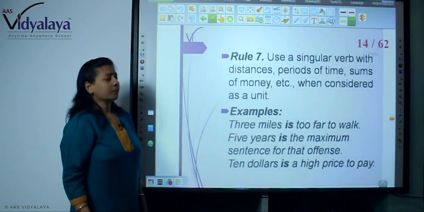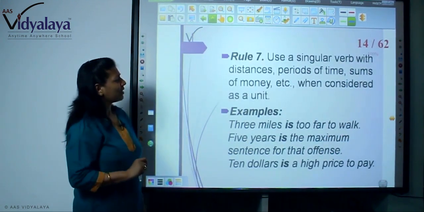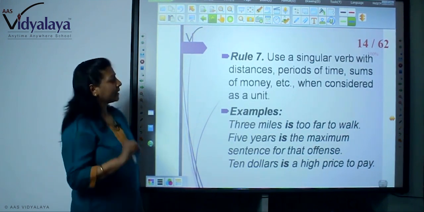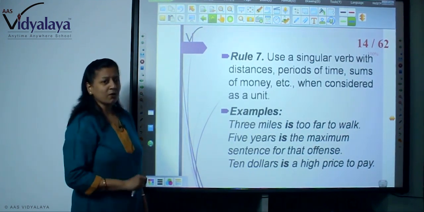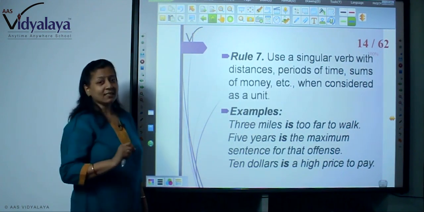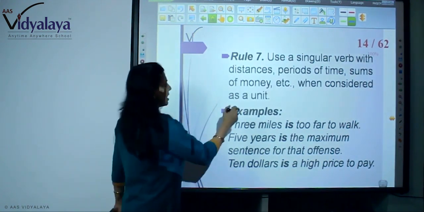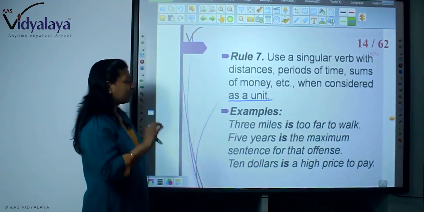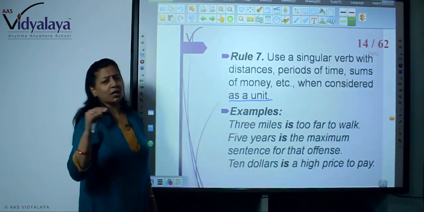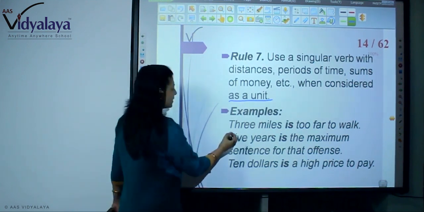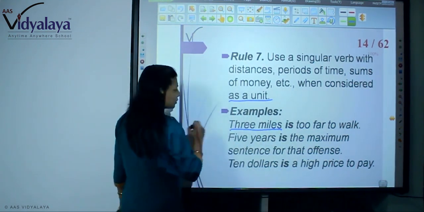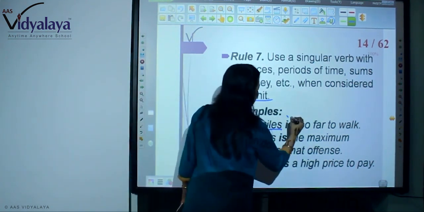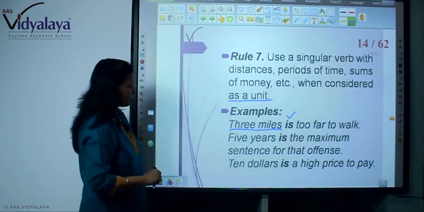Rule number 7. Use a singular verb with distances, periods of time, sums of money, etc., when considered as a unit, as one thing. For example, 3 miles is too far to walk. Here we are considering 3 miles as a single unit. So our verb is also is.